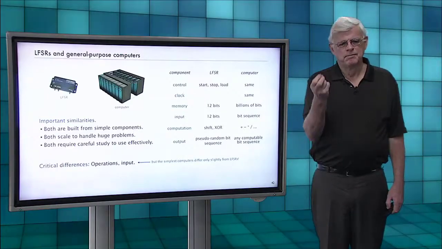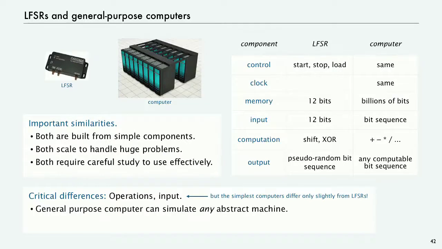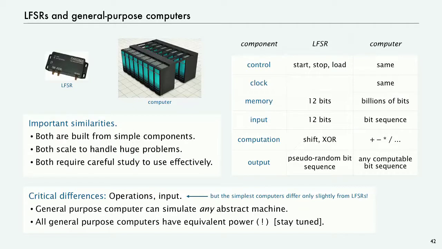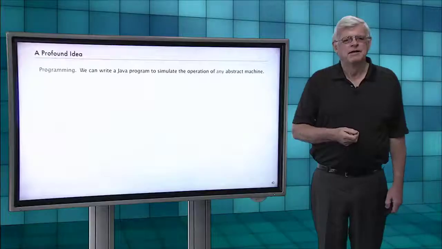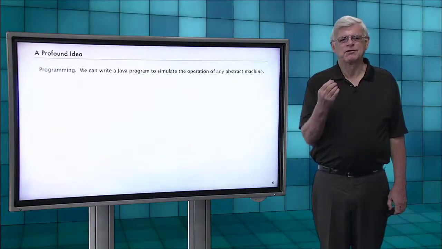There are some big differences. A computer takes a lot of input, has a lot more operations, but you'd be surprised how little those differences are. They're simple computers that really are just slightly different from LFSRs. That's one amazing fact that the theory tells us. A general purpose computer can simulate any machine, including LFSRs, and they all have equivalent power, and that's what we'll talk about in the theory section. That's really a profound idea, and that's what programming is all about.